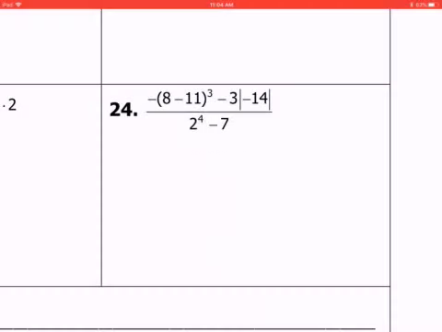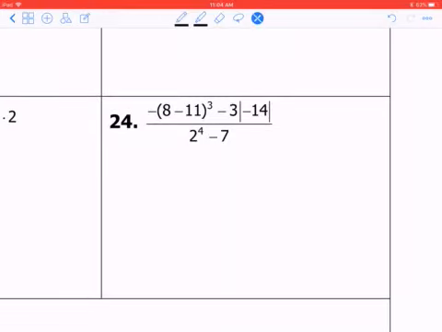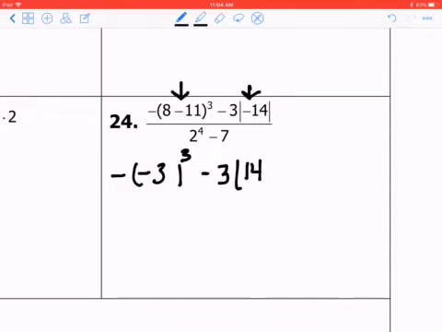Okay, so we have to do our parentheses first, and we have to do our bracket first. So I have a negative sign on the outside. Do my parentheses. 8 minus 11 is negative 3. It's cubed. It's minus. It's 3. Absolute value of 14, negative 14, is a positive 14.